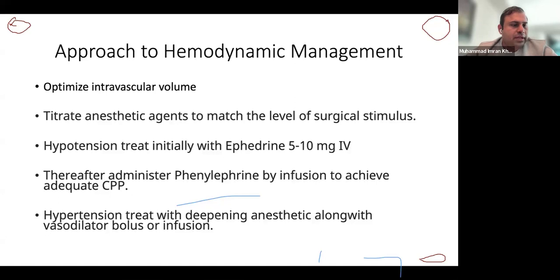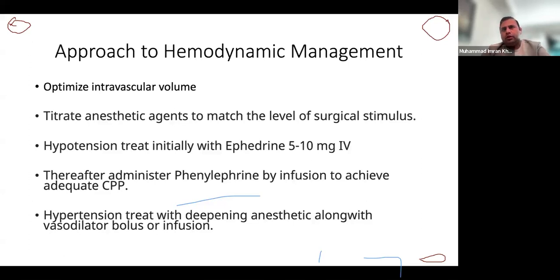You can treat hypertension by deepening the anesthetic, and if necessary, by administering titrated boluses of short-acting vasodilators such as 5 to 10 milligrams of labetalol, 20 to 50 milligrams of esmolol, or if necessary, by a vasodilatory infusion of nitroglycerin 10 to 400 mics, or nicardipine 2.5 to 15 milligrams per hour.